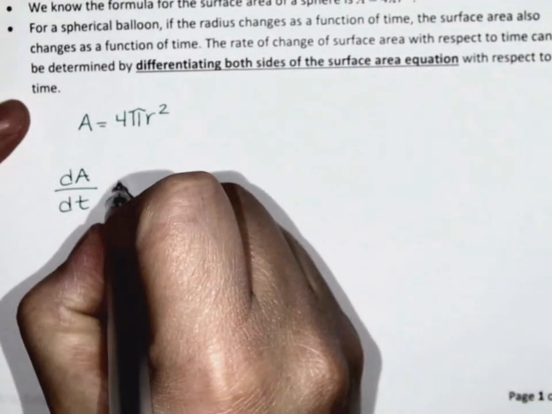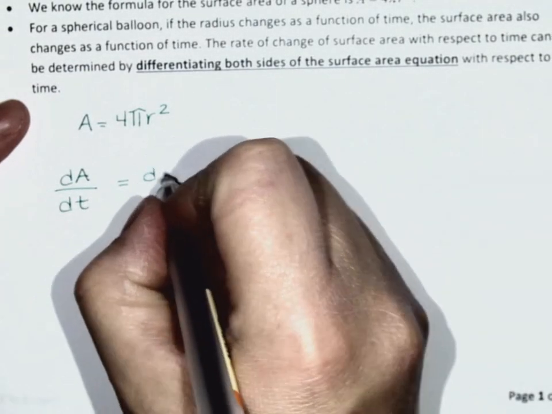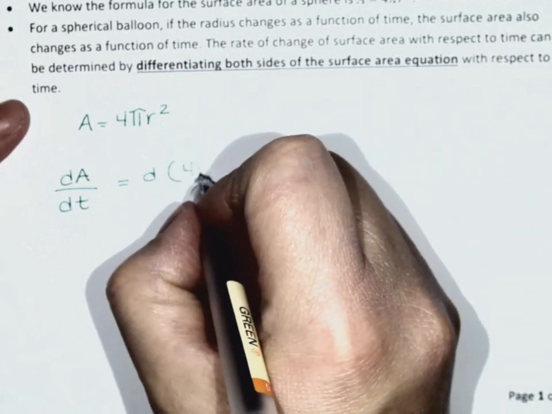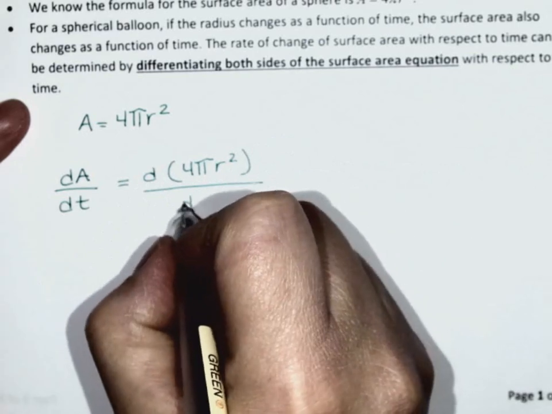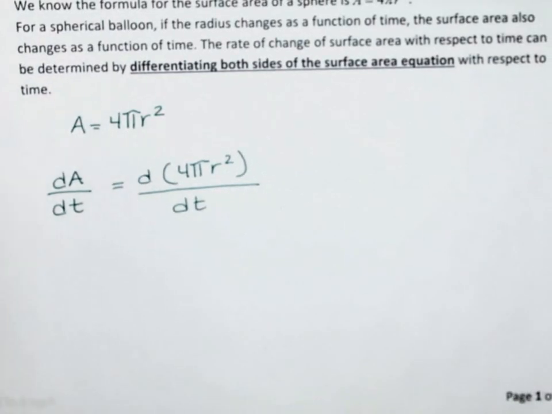Now we're going to differentiate the right-hand side of the equation. So we're differentiating 4 pi r squared, and again, over time.